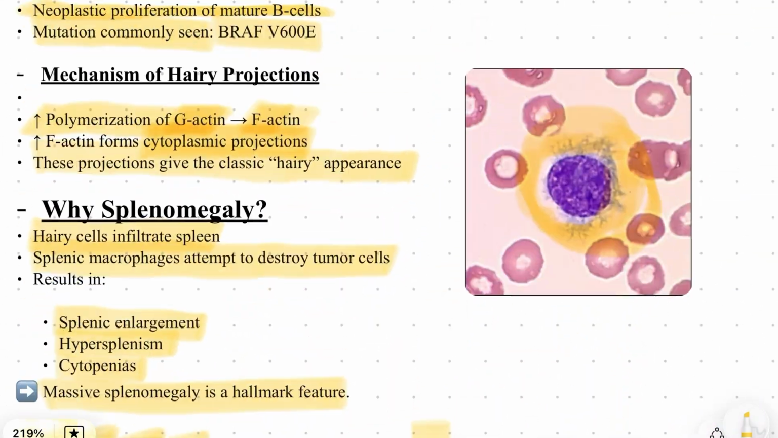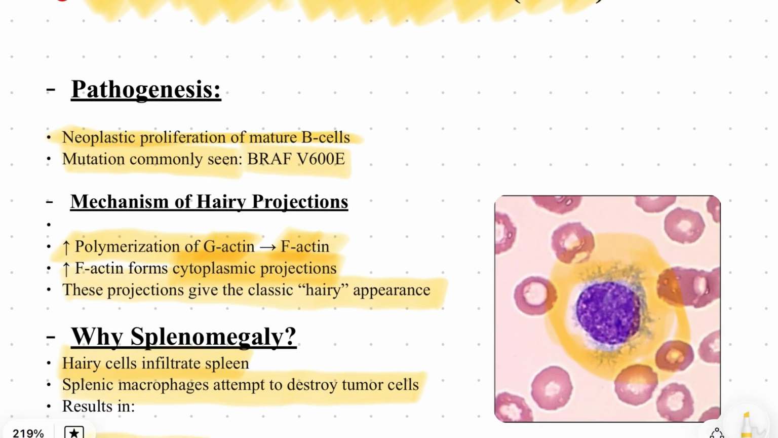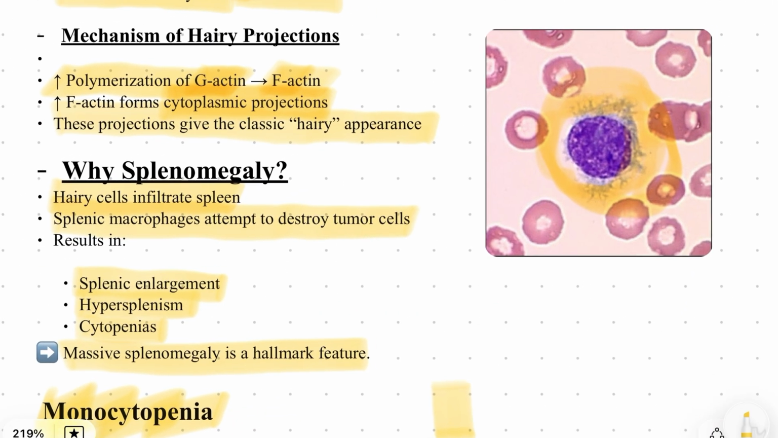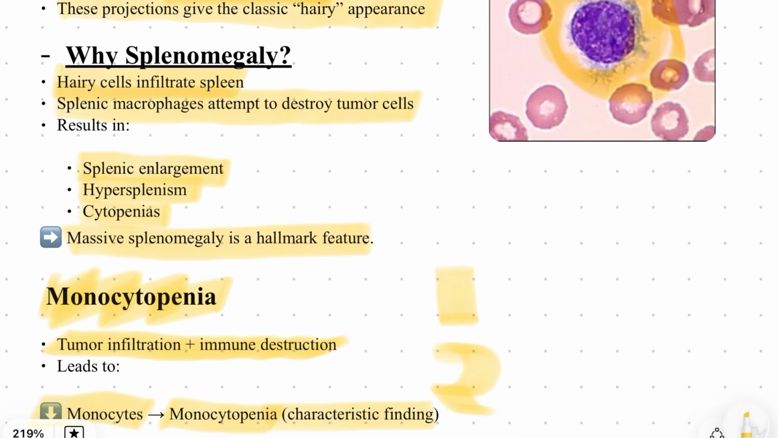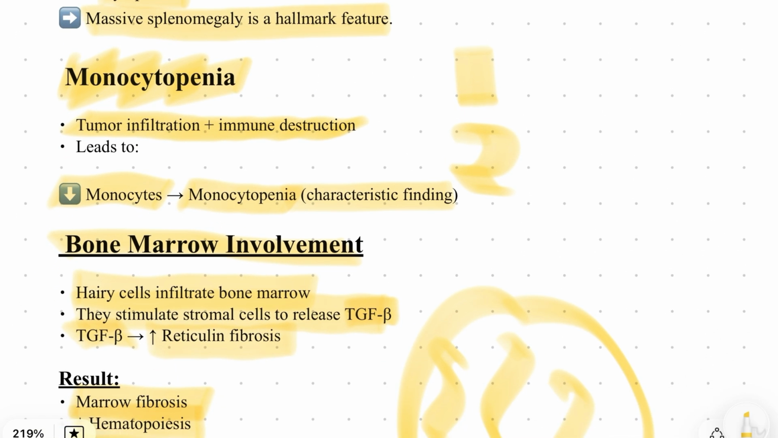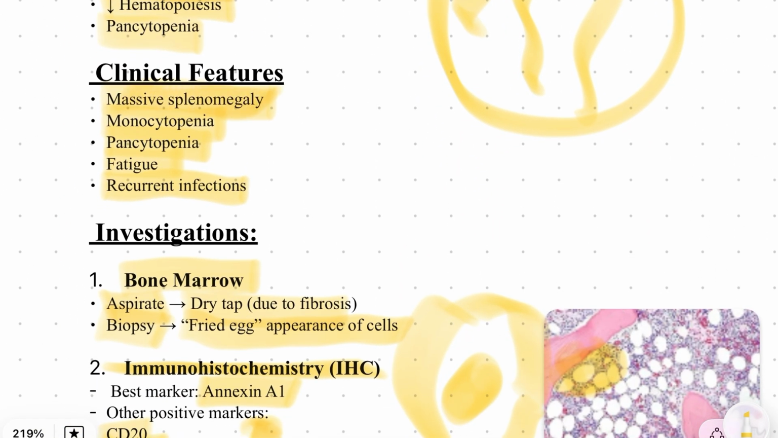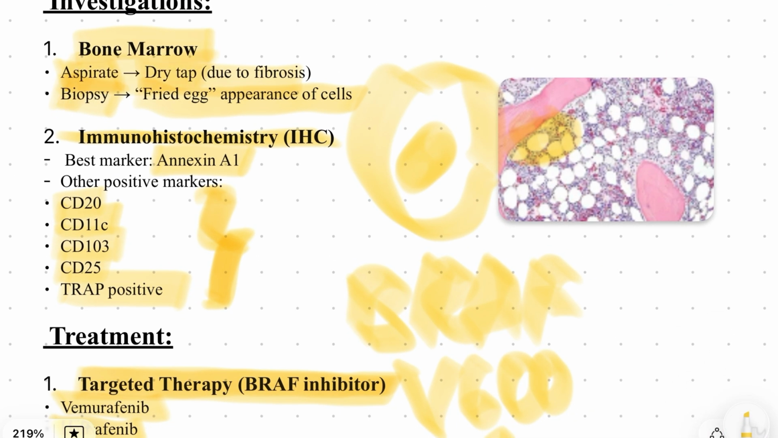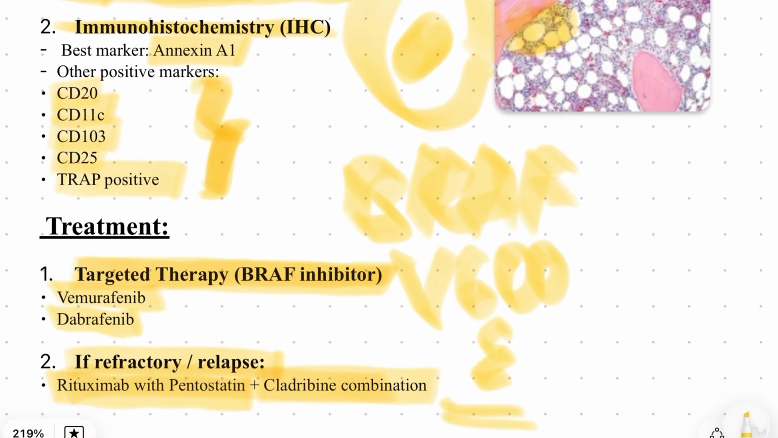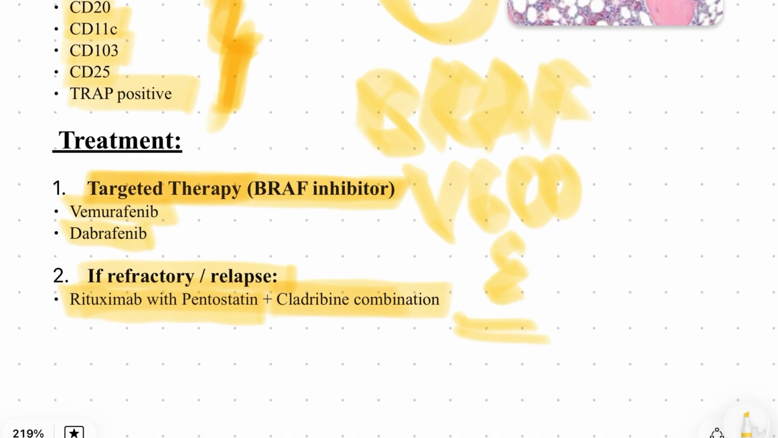So in this video, we learned about hairy cell leukemia. It is a mutation of BRAF V600E. There will be hairy projections, so we call it hairy cell leukemia. Splenomegaly occurs since splenic macrophages try to destroy it. The clinical picture is splenomegaly, monocytopenia, pancytopenia, fatigue, recurrent infections. Then the bone marrow aspirate will be a dry tap, and on biopsy we get the fried egg appearance. Then annexin A1 is the main IHC marker you need to remember. If you want, you can read more about the other positive markers. Then coming to treatment, you need to target the actual mutated gene, which is BRAF V600.